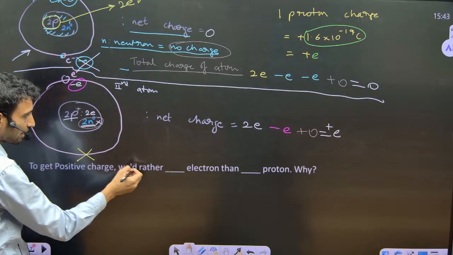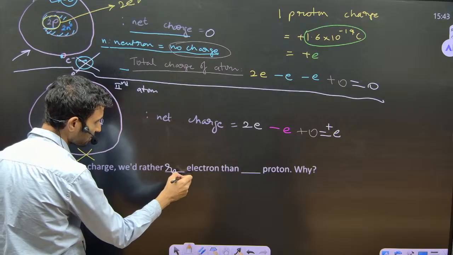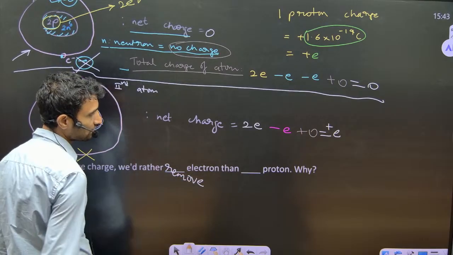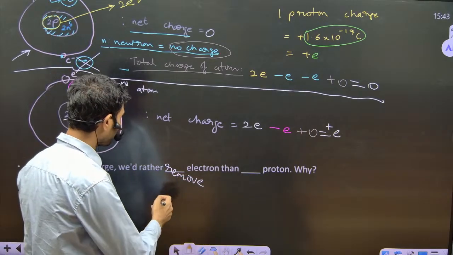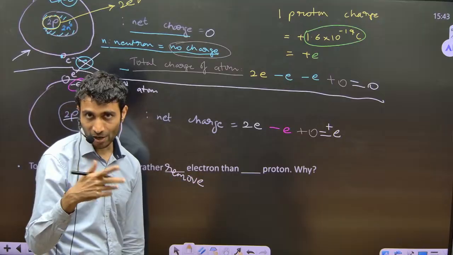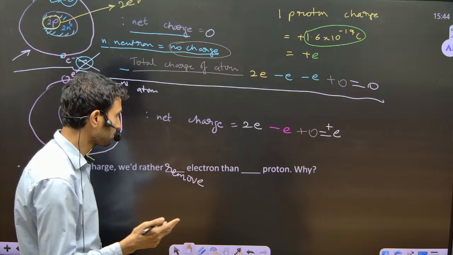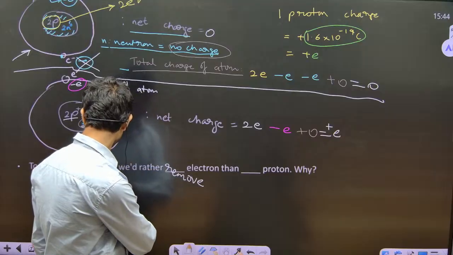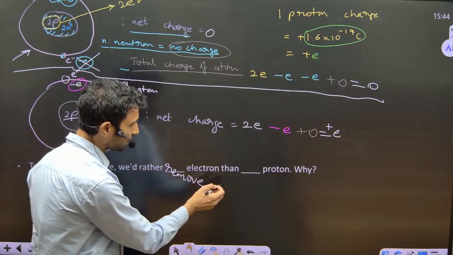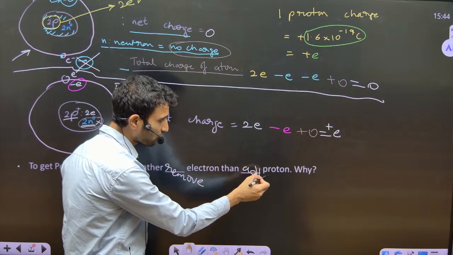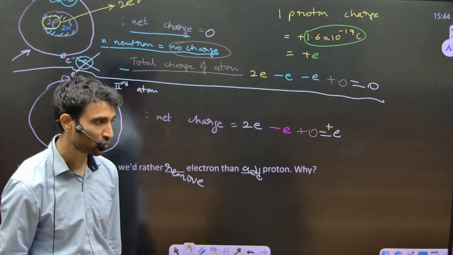So what do we do? We'd rather remove electrons. Then you would say that we can add protons also to make it positive, right? But we will not do that. To get positive charge, we'd rather remove electrons than add protons. Protons have positive charge, but I'm not going to add more protons.